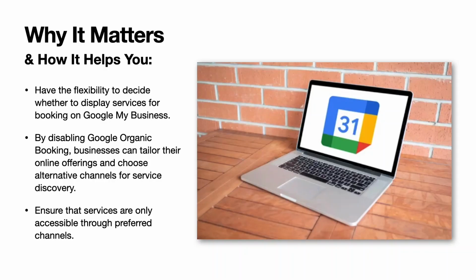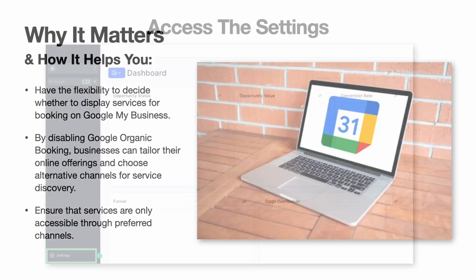Why it matters and how this is going to help you. With this feature update, you now have the flexibility to decide whether to display services for booking on Google My Business. This feature is also going to allow you to disable Google Organic Booking. Businesses can now tailor their online offerings and choose alternative channels for service discovery. This is going to ensure that services are only accessible through their specifically preferred channels.